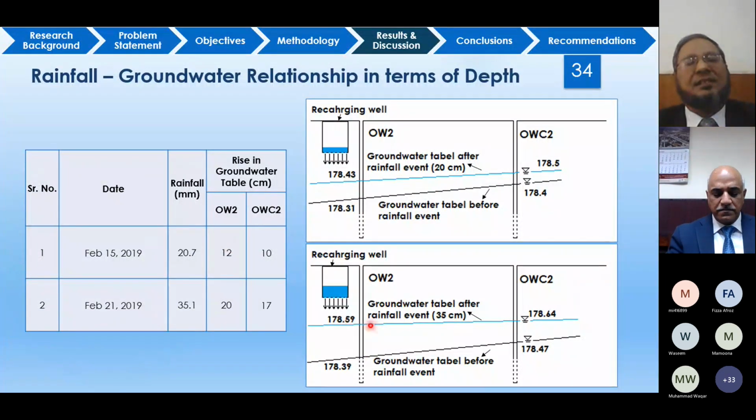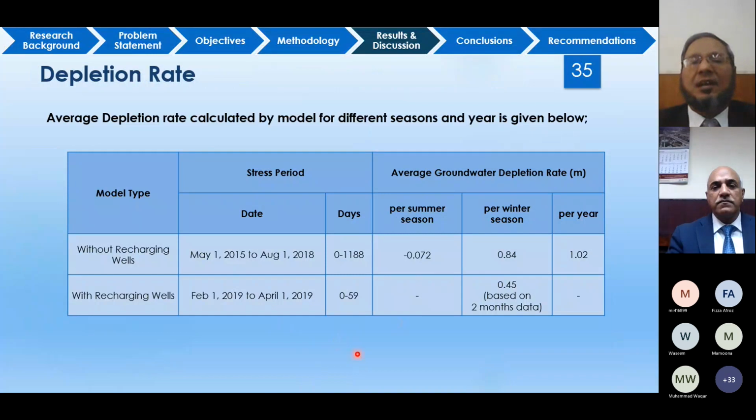So these are the average findings without recharging wells. For the summer season, the average groundwater depletion rate was minus 0.72, whereas for winter it was 0.84. But when recharging wells were provided, this depletion rate was reduced to 0.45 meter. So it means the recharging wells helped us a lot in reducing the groundwater depletion rate.